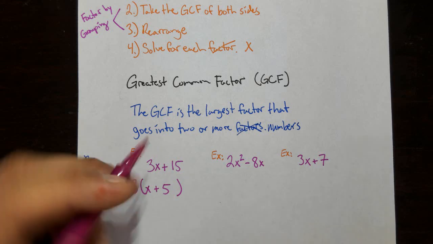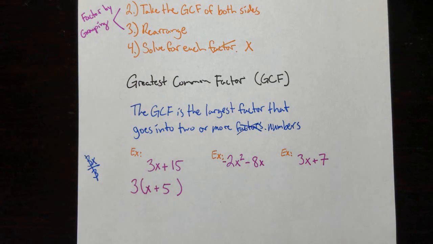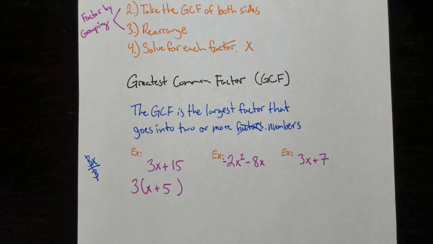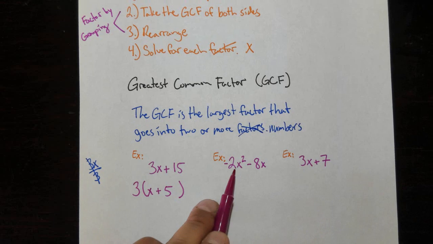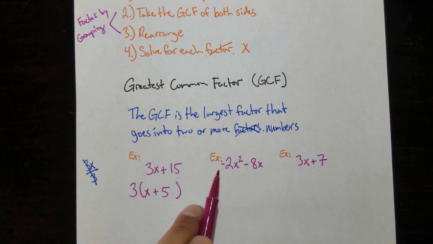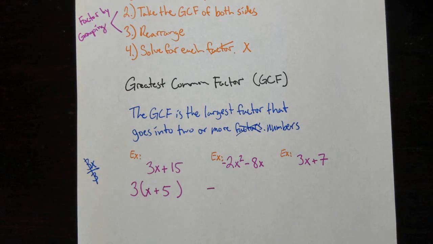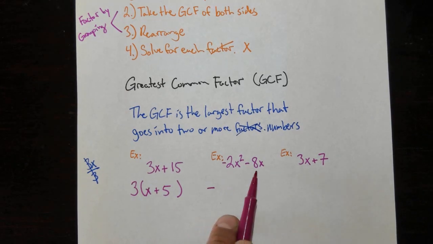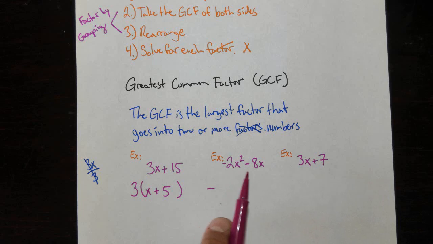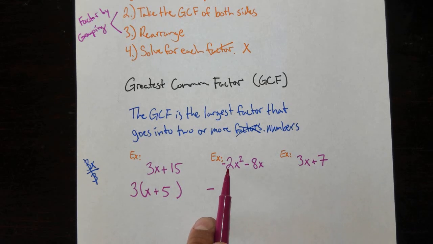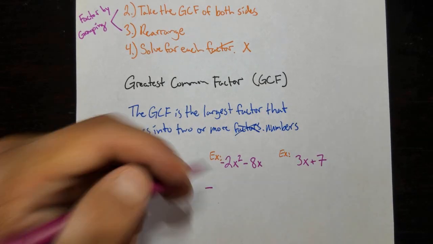So let's take a look at this next one here, and I'm going to change this to a negative just for fun. So I like to think of the three things. I like to think of the sign, the largest number, and then the variable. So in this case, they both have a negative in common, don't they? So I can actually pull out a negative. And then, see, 2 and 8, the largest number that goes into both 2 and 8 is actually 2, because 2 goes into itself, and 2 also goes into 8, so we're pulling out a 2.